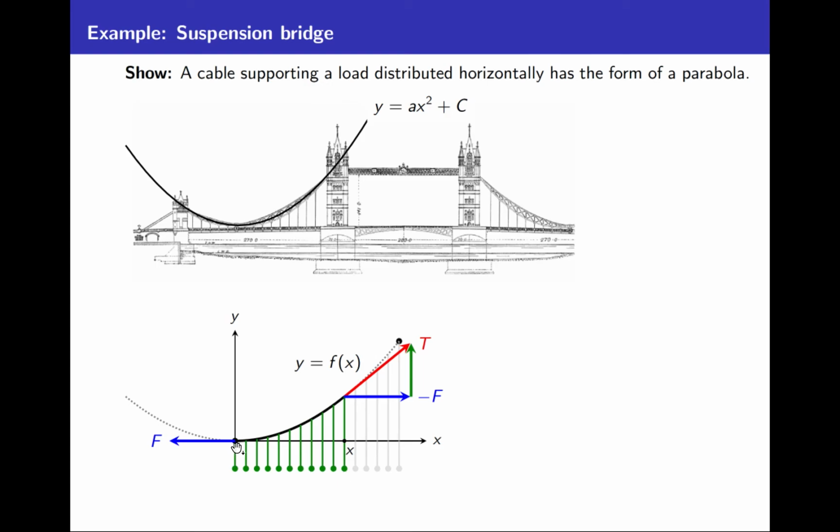So what is the weight of these green weights here? Well, they're distributed horizontally. You've got a distance of x, and let's say the weights are a constant w kilograms per unit of x. So we have x units here, so the total weight would be w times x. So this green force is wx.